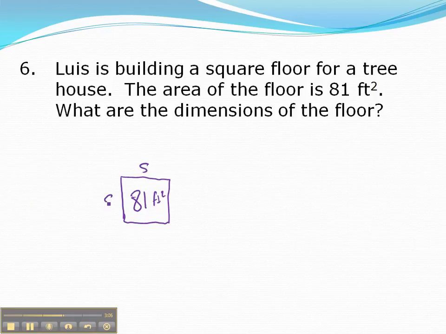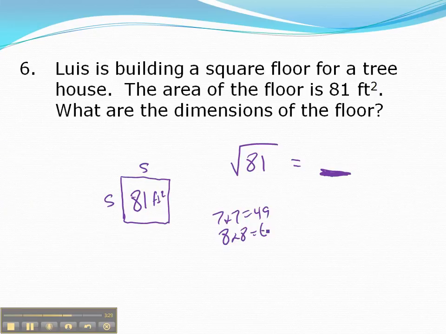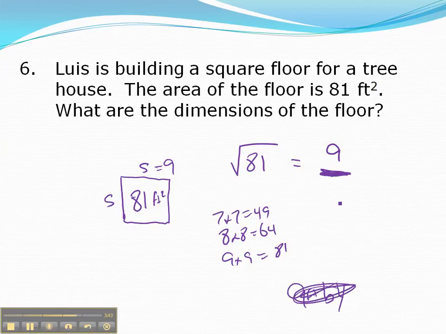Well, we know all the sides are the same length, but we don't know what they are. So if we know the area of a square and we want to find the side length, the function we learned for that is square root. Square root of 81 equals, and then you have to think what the answer here will be. What number times itself gives you 81? So if you weren't sure, you might try 7 times 7, 49, that's too small. 8 times 8, 64. 9 times 9, 81. There it is. So square root of 81 equals 9, so S equals 9. So the dimensions of the floor would be 9 by 9 feet. I should put my units. 9 feet by 9 feet.